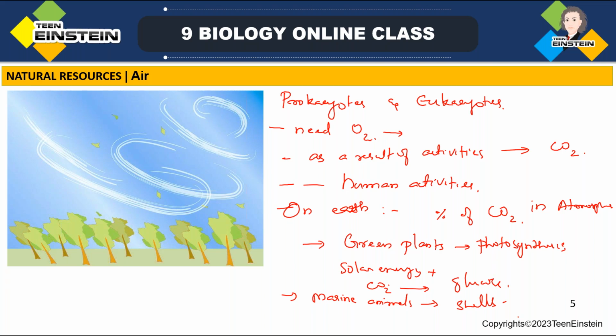Okay, so that's how the carbon dioxide percentage is managed. Green plants do photosynthesis in the presence of solar energy, and the carbon dioxide is converted into glucose, which is utilized for energy, right? What about the marine animals? Marine animals utilize different dissolved forms of carbonates, and they make their shells.